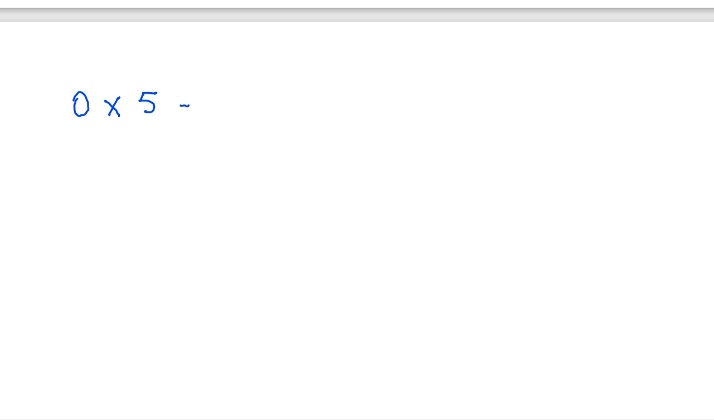0 multiplied by 5 equals 0. So 0 multiplied by any number gives 0. And the same, 0 multiplied by 8 equals 0. And the same, 4 multiplied by 0 equals 0.